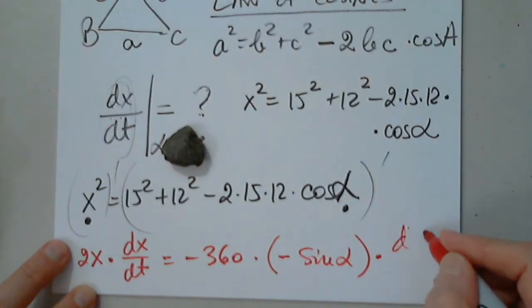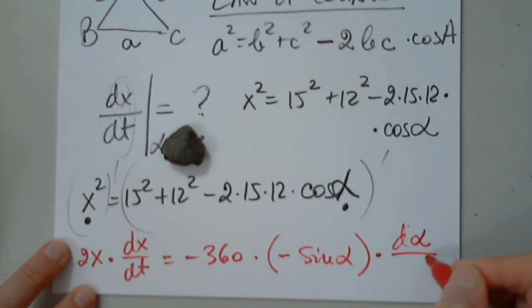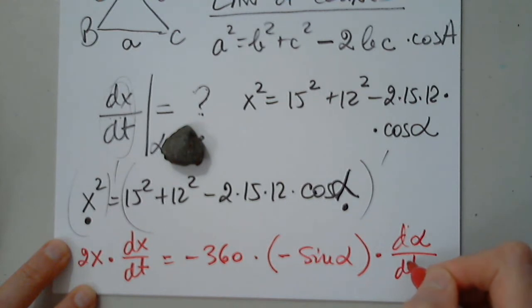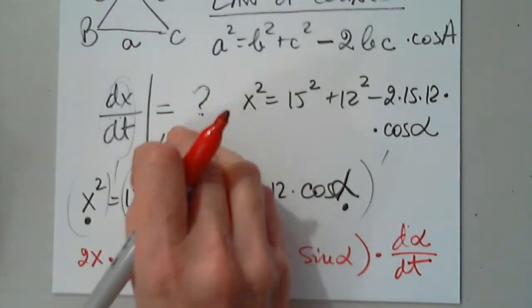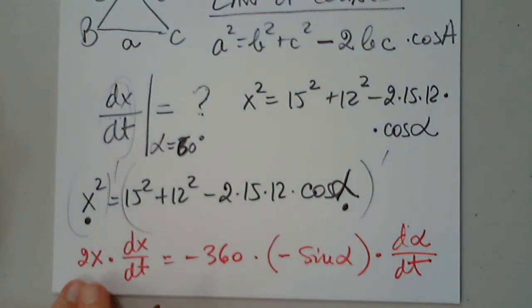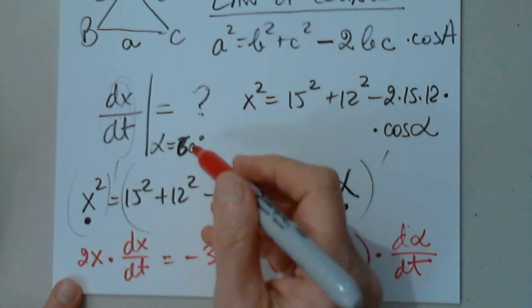d alpha divided by dt. Awesome. So now I have to divide by 2x, both sides. I have to change the signs here because there are too many negatives and I don't need them. And then plug in 60. Careful.